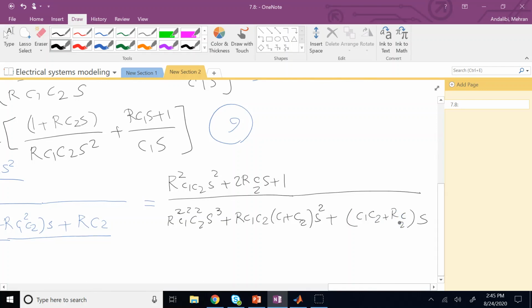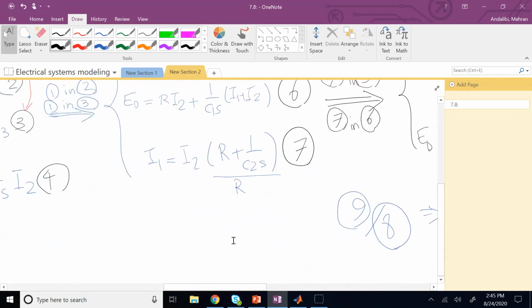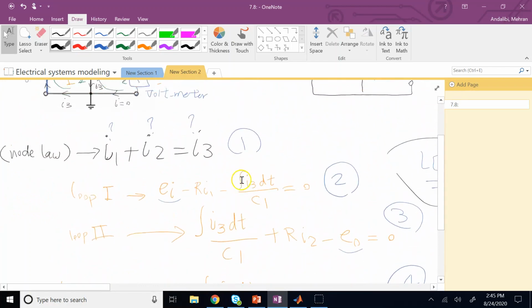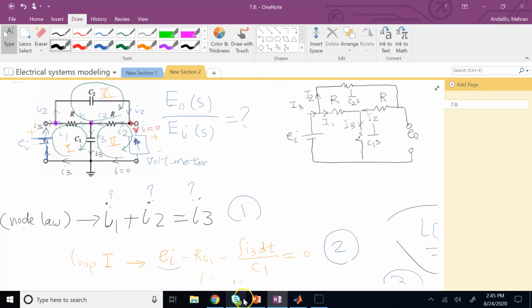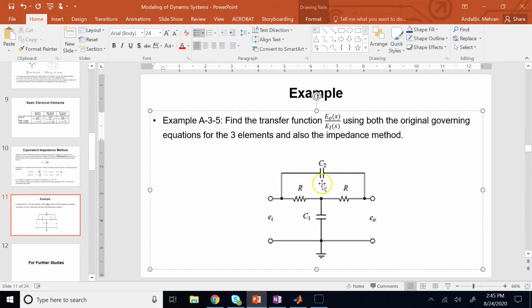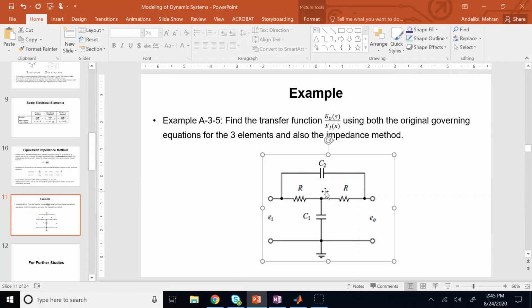Okay, so you're going to get something like that. Okay, a third order system if I have not made any calculation mistake. So again, the answer, whether you do impedance or not, it's just the same, just the impedance just reduces one step, but other than that, the final answer should be the same.